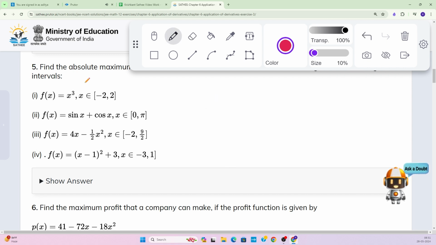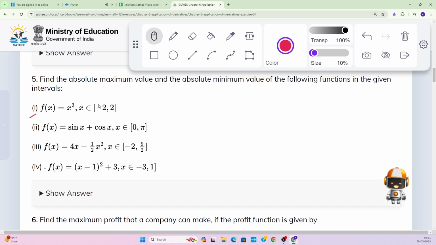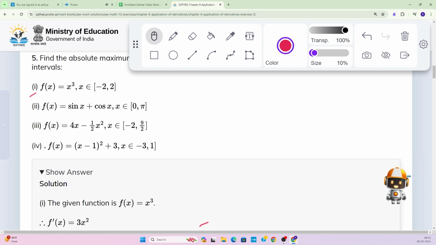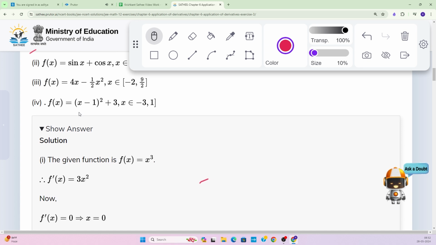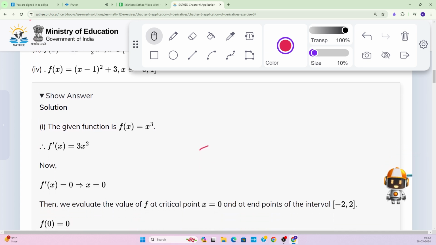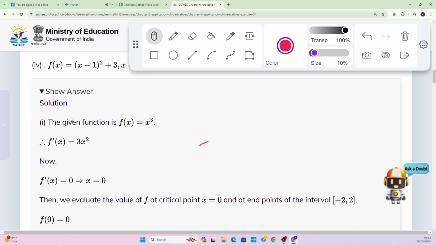Okay, so let's see the first. We have to find the absolute maximum value and the absolute minimum value of the following functions in their specific interval. So this is your f(x) = x cube. First of all, find the first derivative. The first derivative will be 3x square, and then put it equal to 0. You will get x = 0, the critical point.